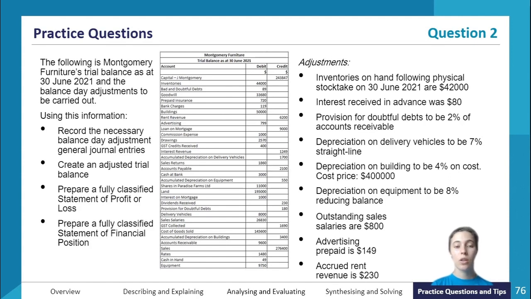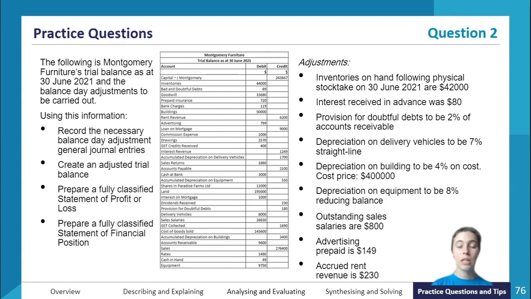So this is giving you the opportunity to have a go at recording the necessary balance day adjustment general journal entries and creating an adjusted trial balance. The adjusted trial balance just has those additional account values that would have popped up in those balance day adjustments, and the different values for the existing accounts. Then you would also prepare a fully classified statement of profit or loss and statement of financial position.